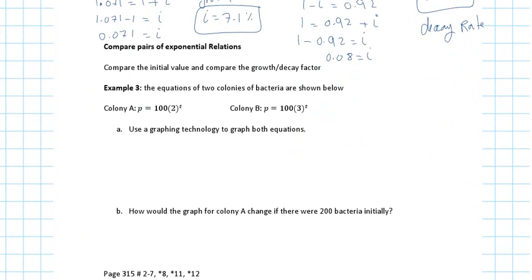So compare the initial value and compare the growth or decay factor. The equations of two colonies of bacteria are shown below. You have colony A, which is P equals 100 times 2 to the power of T, and the second one, colony B, is P equals 100 times 3 to the power of T. Can you compare the two for me? So tell me what is different, what's the same, what do you know?